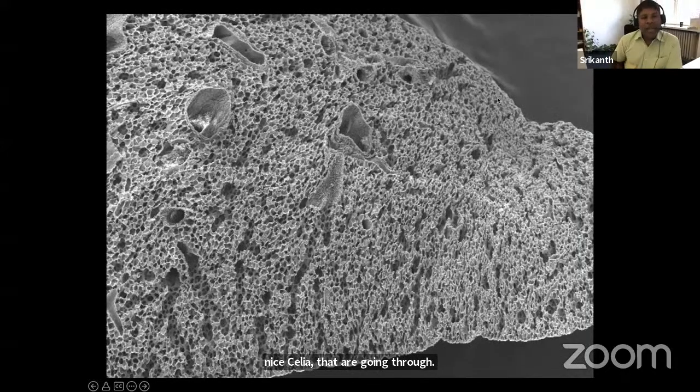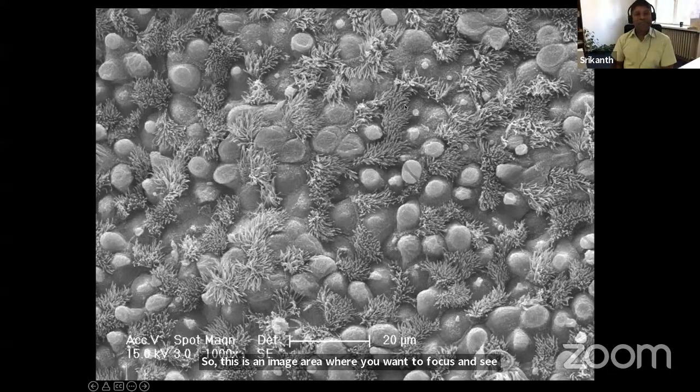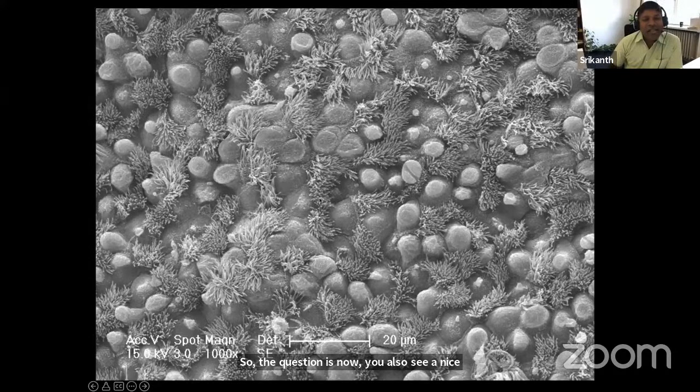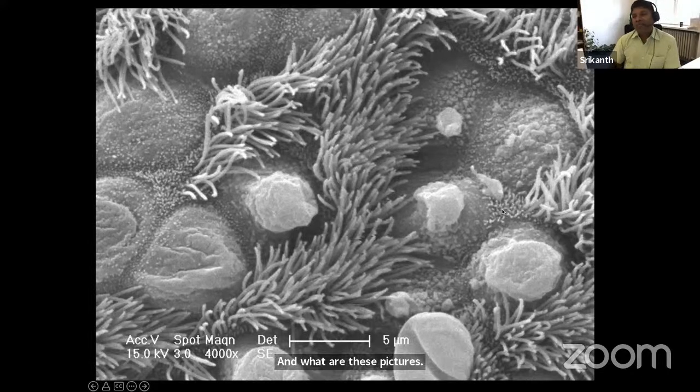So this is another image area where you want to focus and see how different they are. So the question now: you also see nice ciliated cells, and these are all the club cells. But what are these structures here? At higher magnification, you see there are many here. This is a nice cilia, like a brush. And these are the club cells. There's an erythrocyte here. And what are these structures? Any idea?